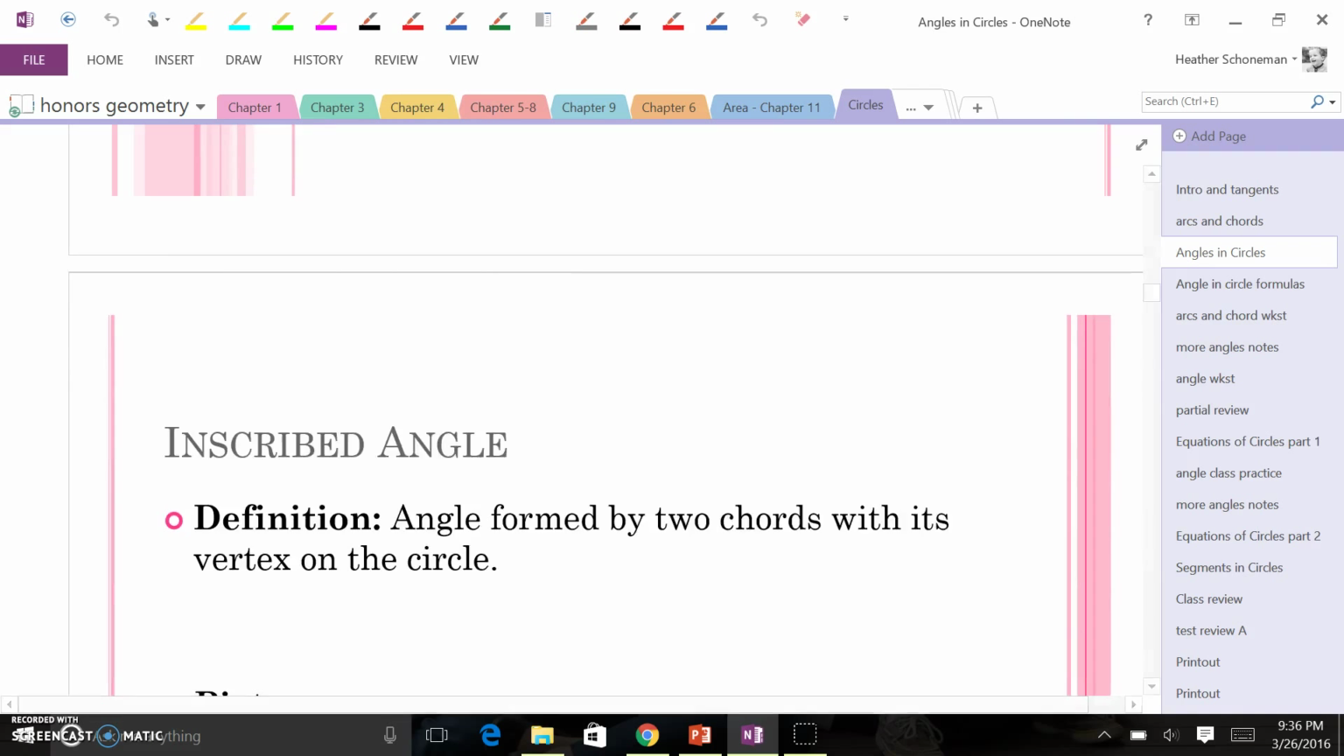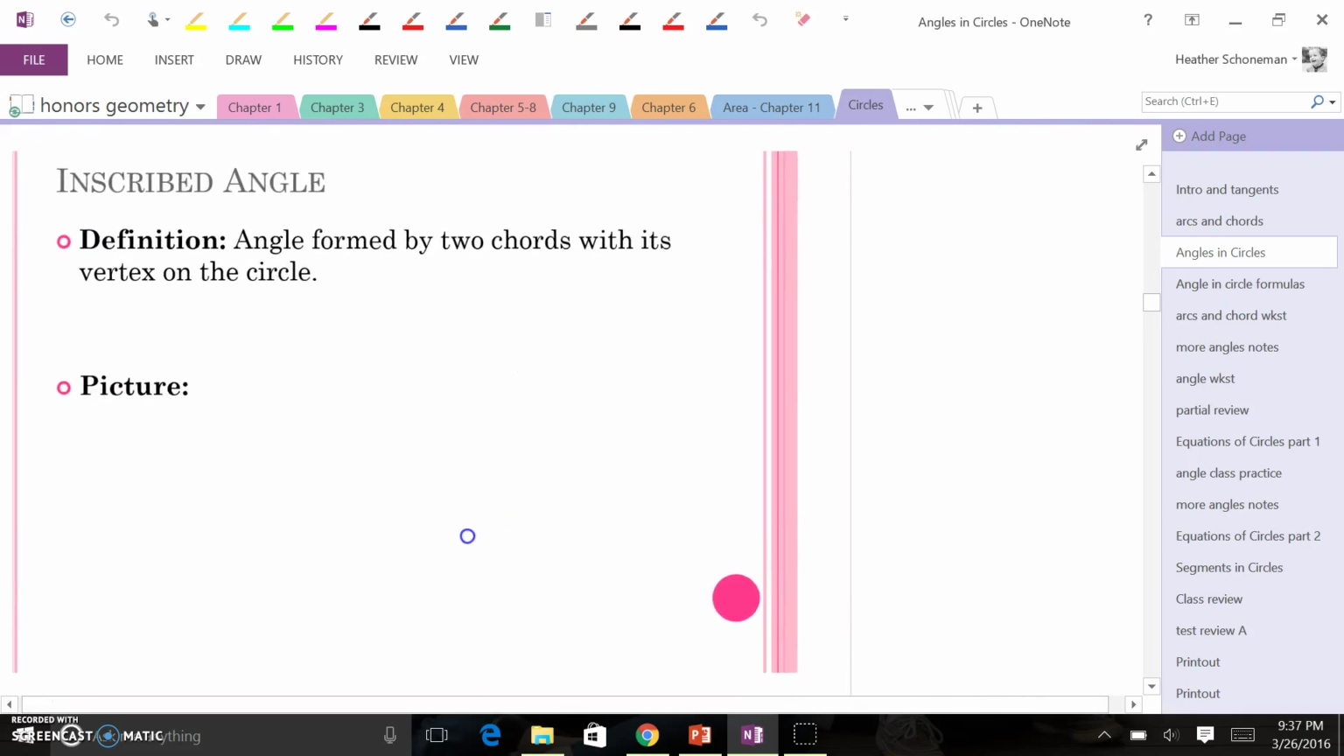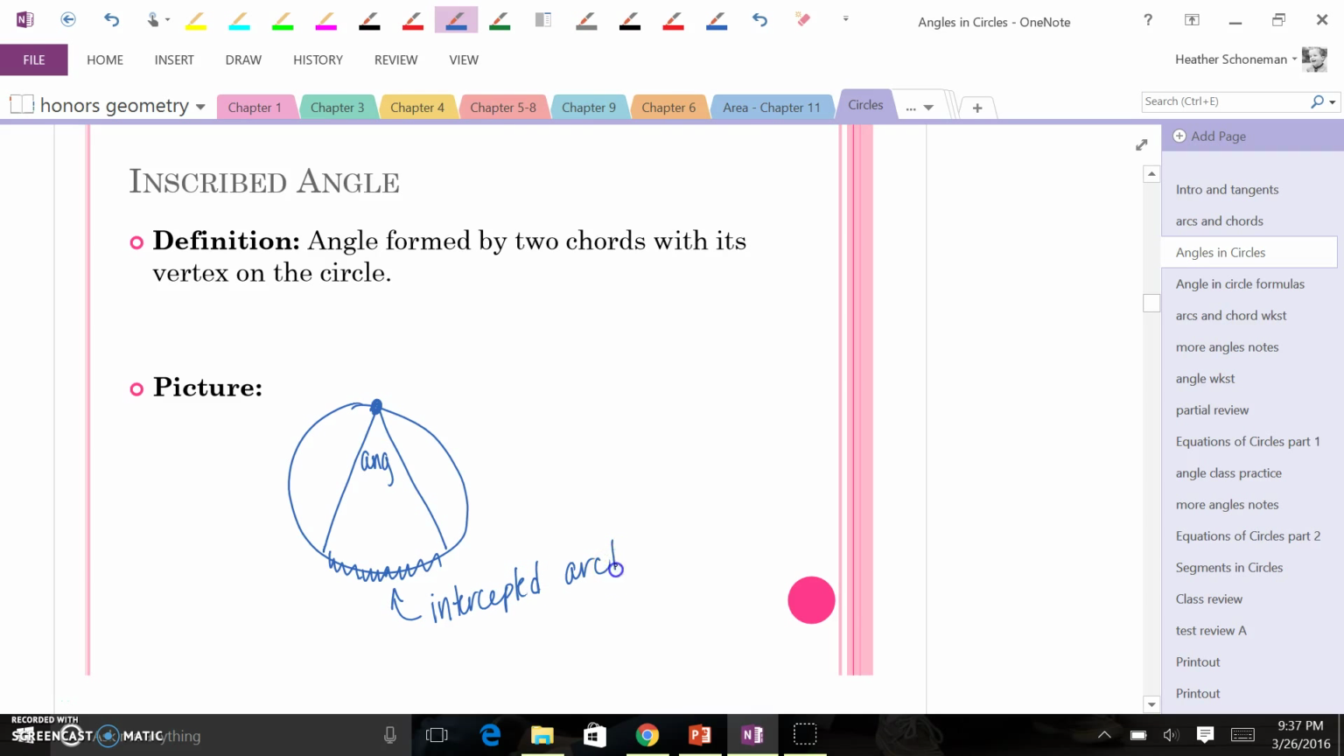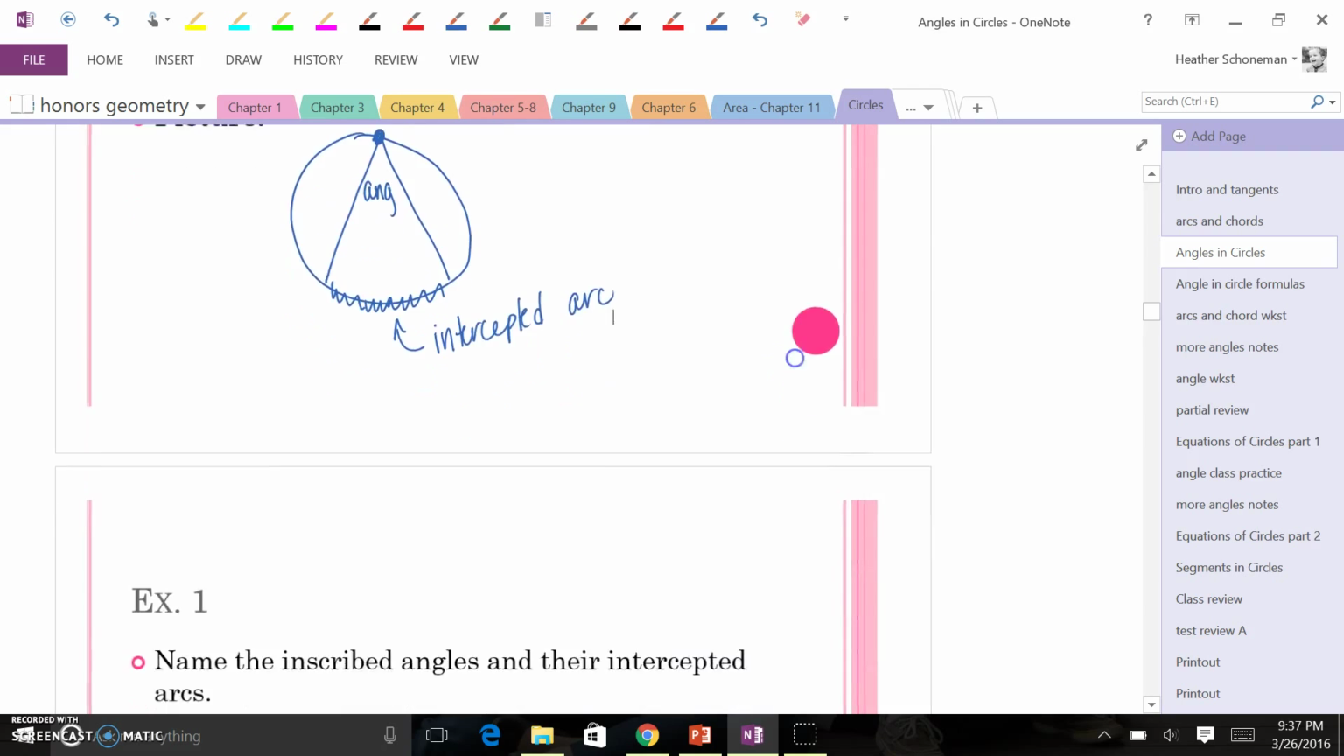So let's practice that. The first type of angle we've got is an inscribed angle. An inscribed angle is an angle formed by two chords with its vertex on the circle. So if I look at a circle, the vertex is on the actual circle, and it's formed by two chords. So there's the angle, and this right here is what we're going to call the intercepted arc. When we identify the intercepted arc, it's where the chords reach out and grab part of the circle, and the part of the circle that it grabs is that intercepted arc.